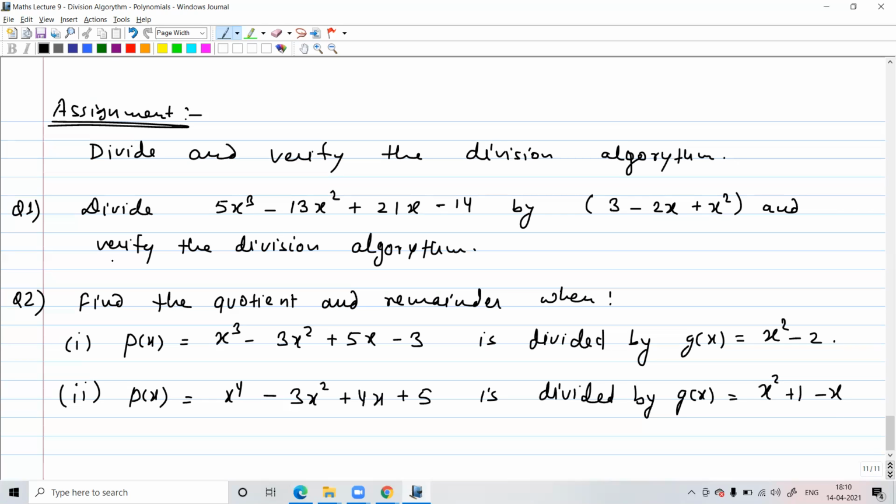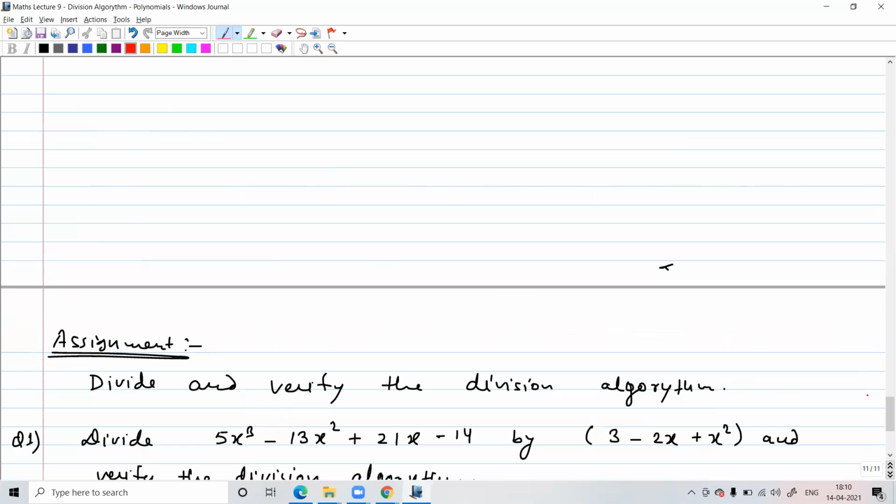So these 3 questions, you will do that at home, okay? And if you have time, do the verification also for the second question. Find the quotient and remainder, and then verify the division algorithm. I'll send this as a PDF. You will have that in your WhatsApp, okay? So let me solve this question.